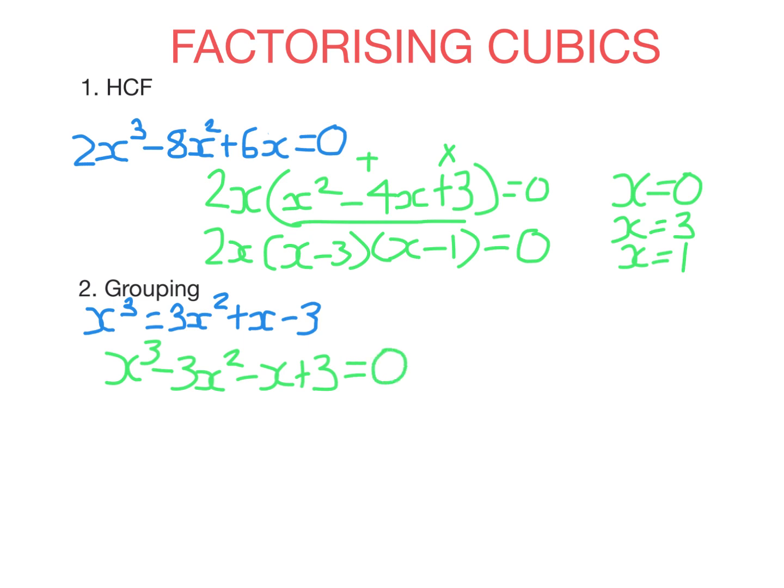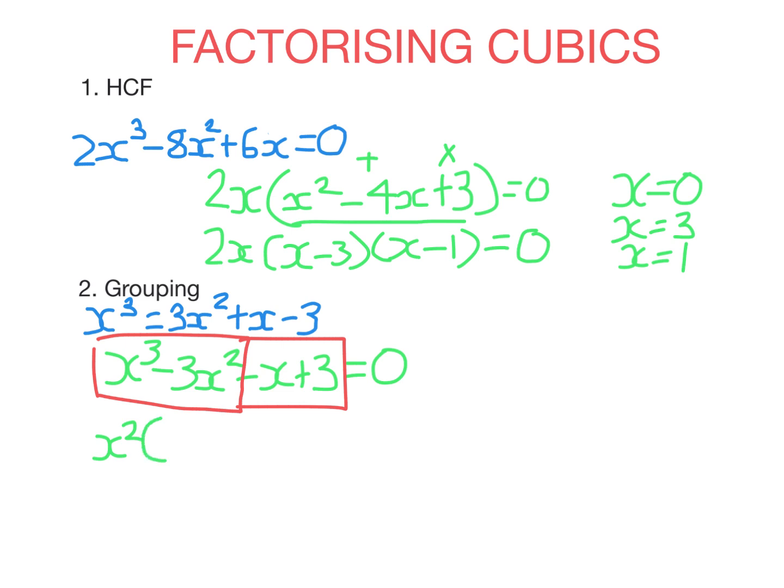Now, when we use grouping, this is a method you would be familiar with. You would have used it when you factorize non-monic quadratics. What we do is we group the terms. We group the first two terms and the second two terms. We're going to factorize these two separately and then factorize these two separately. So for the first two terms, we'll use the highest common factor method here. The highest common factor of these two terms is x squared. So we write that out the front.